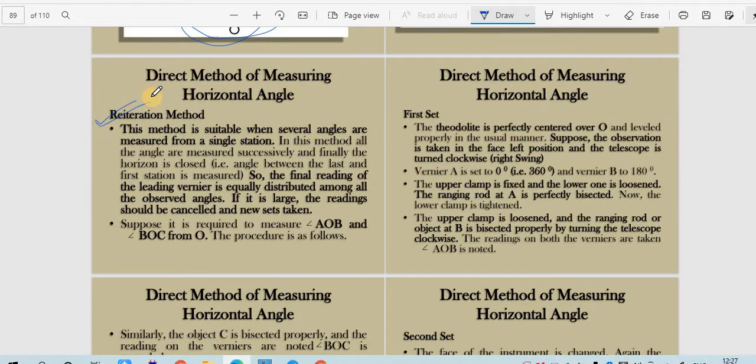The next method which is used to measure the horizontal angle. Now this method is suitable when several angles are measured from a single station. So iteration method is adopted when you have to make a number of observations from station 1. In this method, all the angles are measured successively and finally the horizon has been closed.